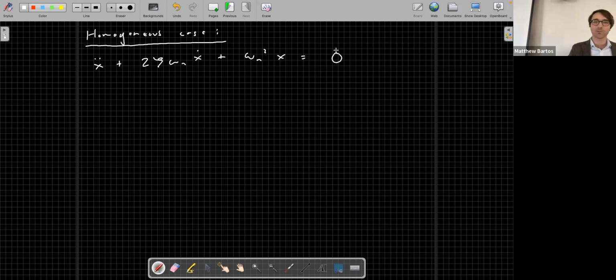Okay, and let's compute the roots of this. Let's compute the roots of the characteristic polynomial. So what are the roots? Can anyone tell me? So we have negative b plus or minus the square root of b squared minus 4ac, over 2a. So let's go ahead and fill in each of these terms. What's the first term here? Yeah, so it'll be negative 2 zeta omega n, plus or minus.